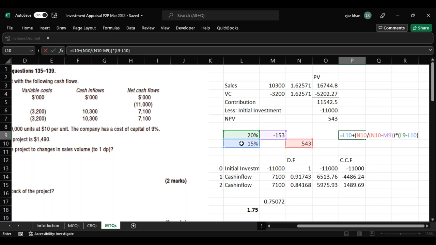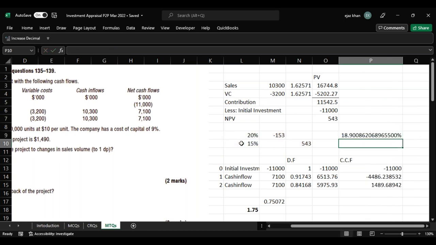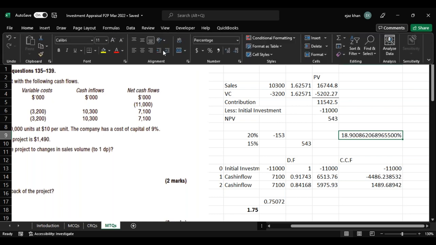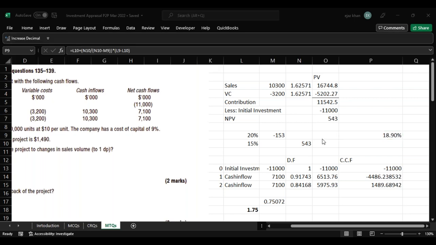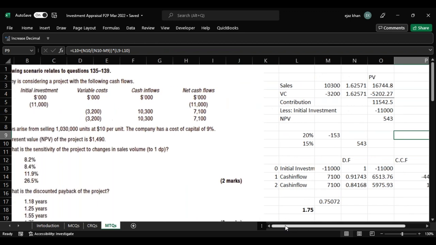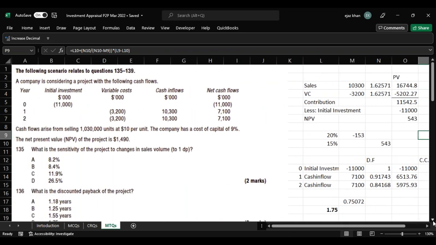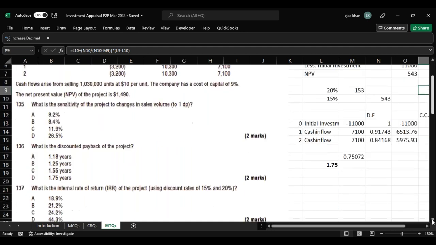No, you don't have an IRR function there. That's IRR, 18.9%. Is the answer. A option.